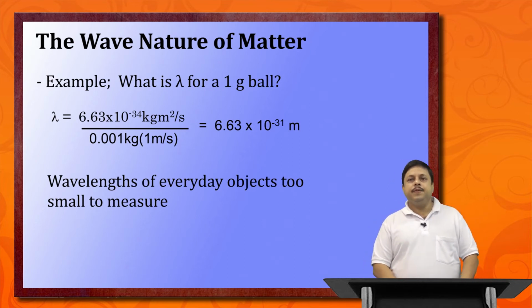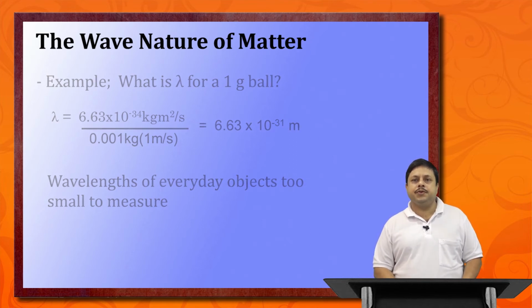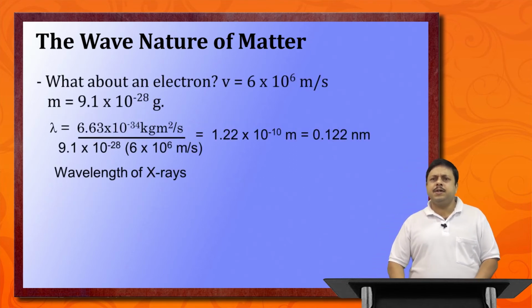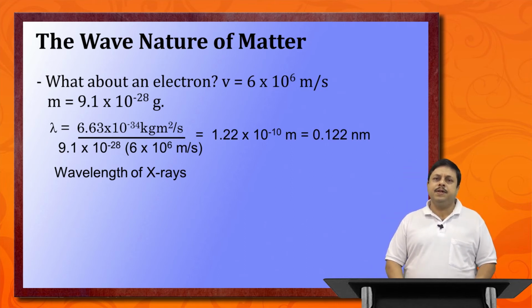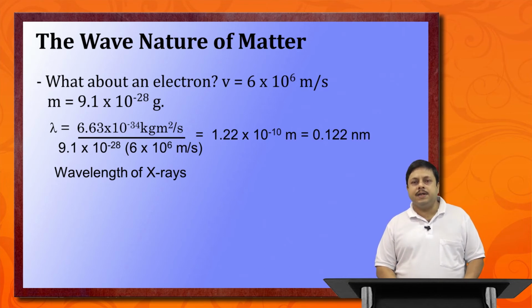Just compare this with the corresponding de Broglie wavelength associated with a moving electron. Say a moving electron, with a typical velocity of the order of 10 to the power 6 meters per second and a mass of 10 to the power minus 28 grams. You can observe that the value of the corresponding de Broglie wavelength comes out to be just 10 to the power minus 10 meter, or about 1 nanometer. So this is almost the wavelength of X-rays. So they are much bigger.